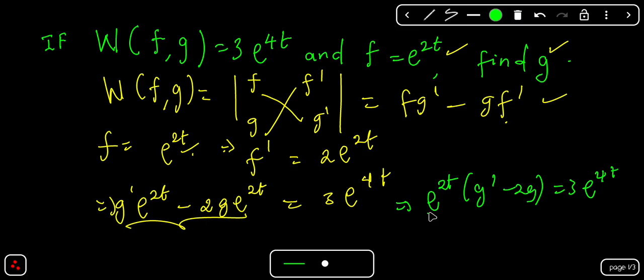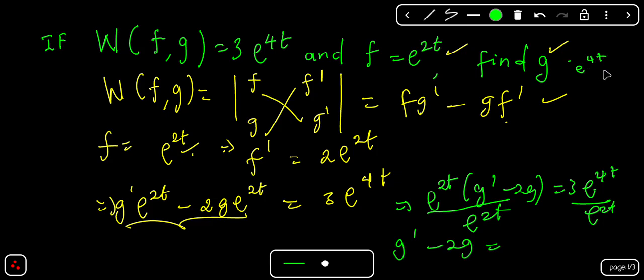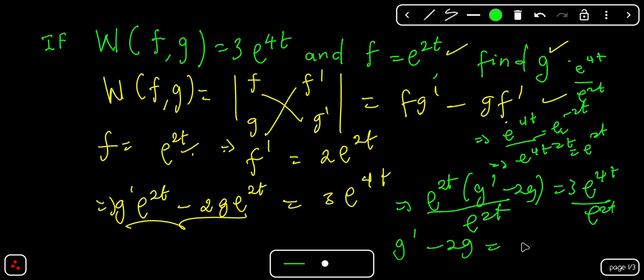The next thing we are going to do is to divide both sides by e raised to the power of 2t. If we do that, we have g prime minus 2g equals e raised to the power of 4t divided by e raised to the power of 2t. It means e raised to the power of 4t multiplied by e raised to the power of negative 2t. If we apply the law of indices, we have e raised to the power of 4t minus 2t, which gives us e raised to the power of 2t. So we have 3 multiplied by e raised to the power of 2t.